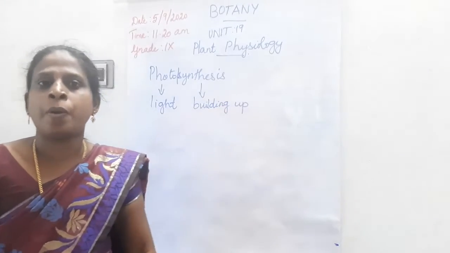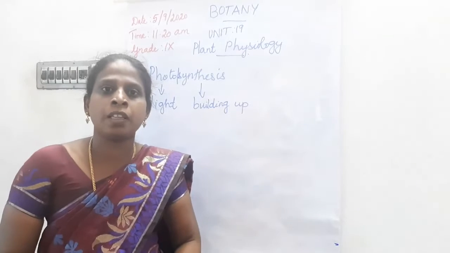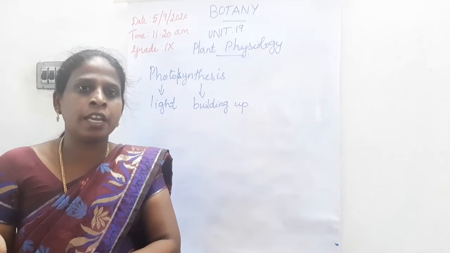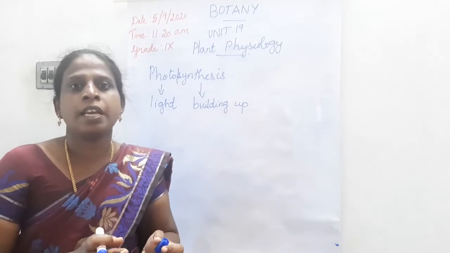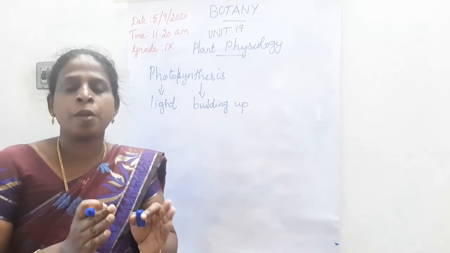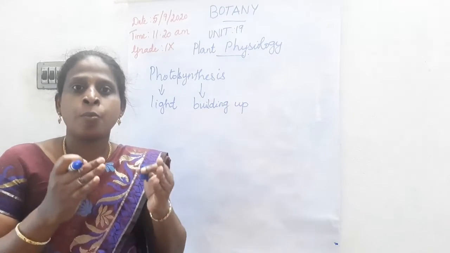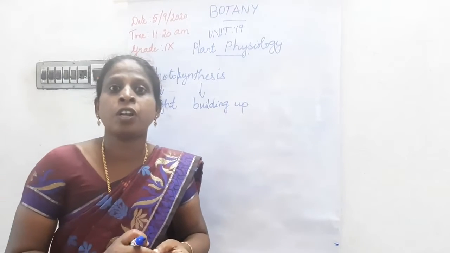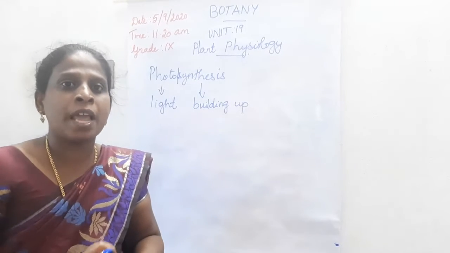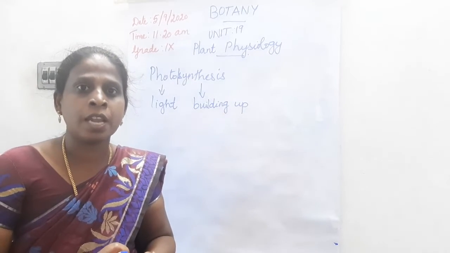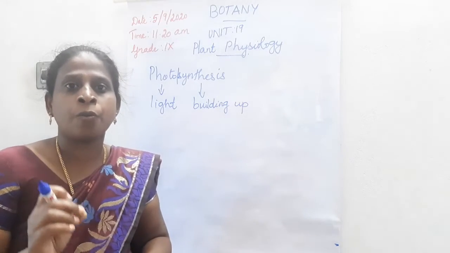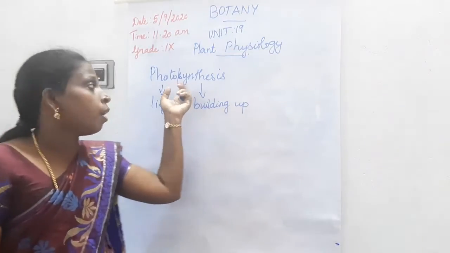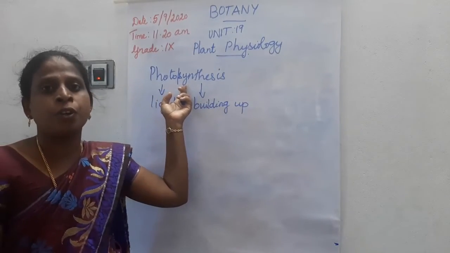We all know the plants are producers. They prepare their own food by the process of photosynthesis. All the other living organisms depend upon these green plants for their food. So green plants are called producers, and their mode of nutrition is autotrophic. Why is it called autotrophic? Because they prepare their own food by the process of photosynthesis.